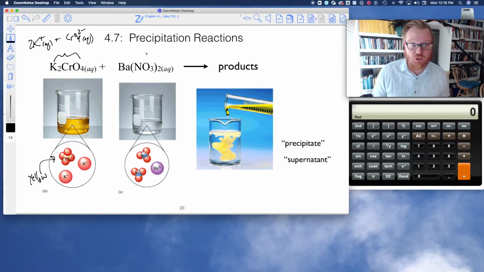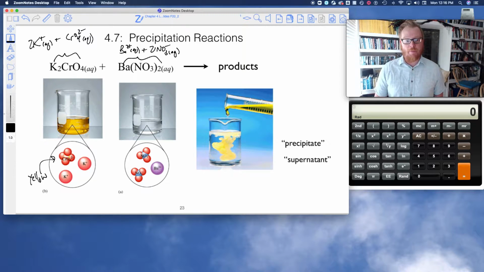So barium nitrate, when this breaks up, it becomes a barium, and remember that's 2 plus, so that means we need 2 nitrates for each barium, and you can see that right here. There's the 2 nitrates and there's the 1 barium.